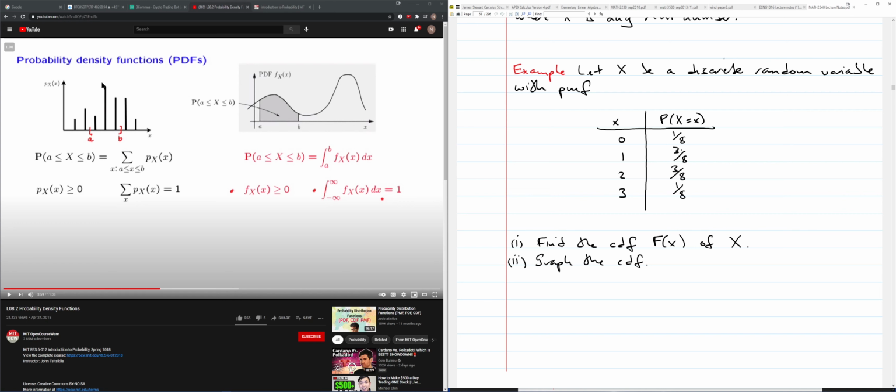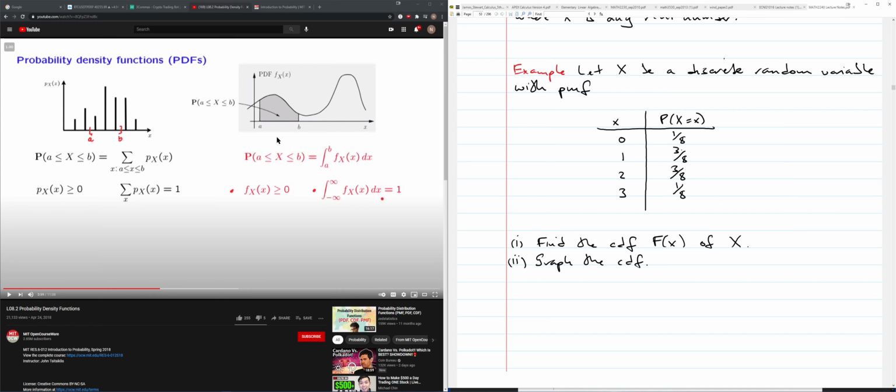Now, if I want to get the probability for a discrete random variable with a probability mass function between A and B, what you do, as they have over here, is mark the A, mark the B, and then add up the probabilities for all the discrete cases that lie between A and B. So in the case of a discrete random variable, you add up probabilities.